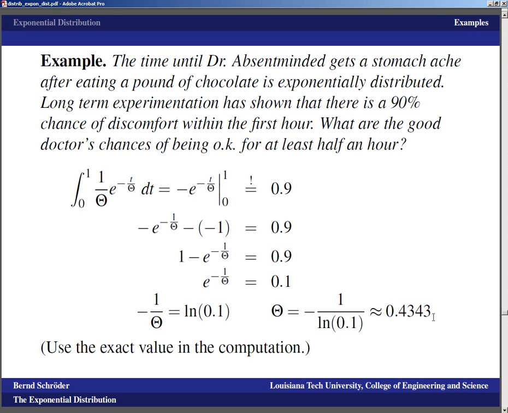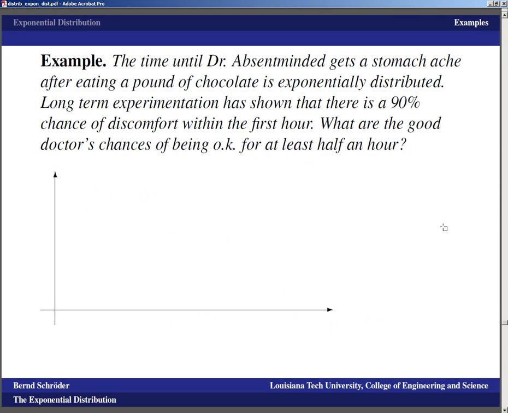But of course, what you also want to do is, as we have a follow-up computation, you want to use the exact value. You want to use the negative 1 over ln 0.1 in the computation itself, because that way you're avoiding early rounding errors. Okay, so this is half the problem, right? We now know what the theta is. Now we can actually figure out the probability that we're interested in here.